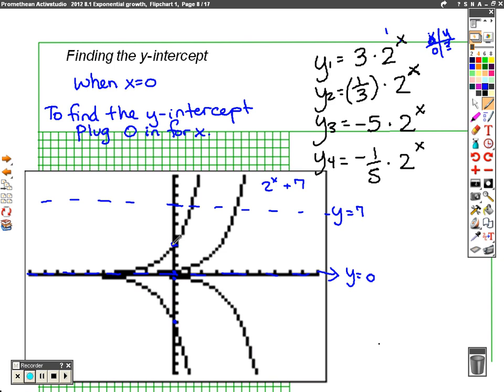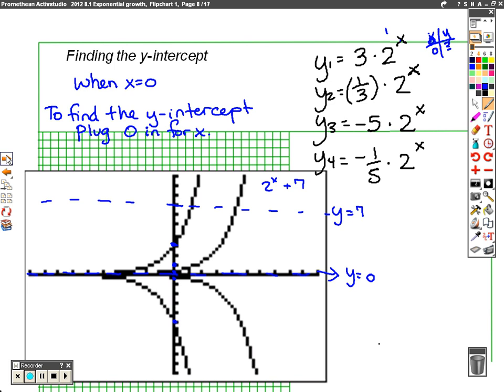So my y-intercept just changed to 1 times 3. So here my intercept went up to 3. Here my intercept changed to 1 times a third. So if I have a stretch or compress, my 0, 1 intercept is going to change depending on my stretch or compress. So if it changed to negative 1/5, it's here, and negative 5 all the way down here. All right. So to find the y-intercept, you plug in 0 for x.